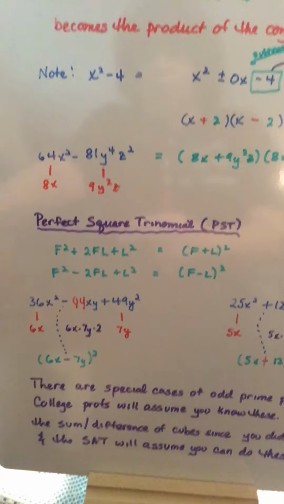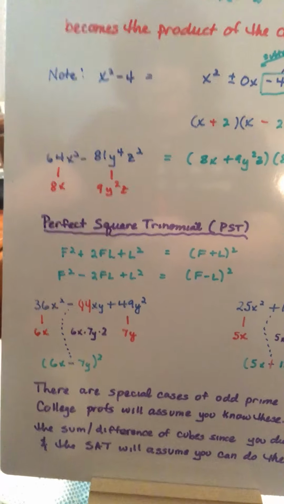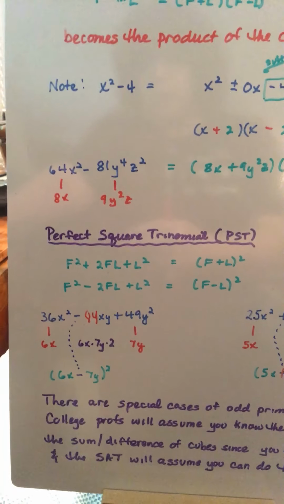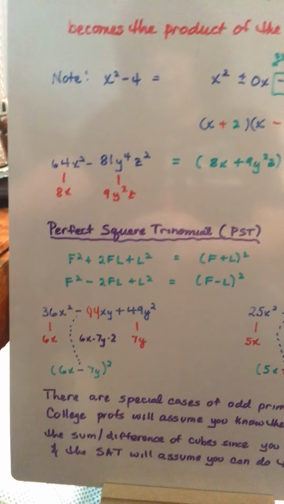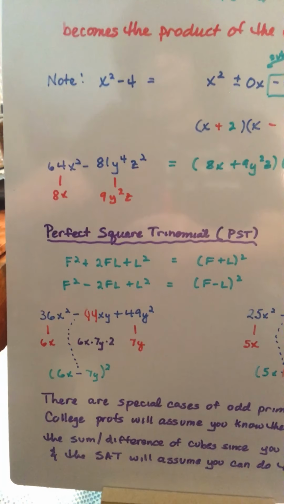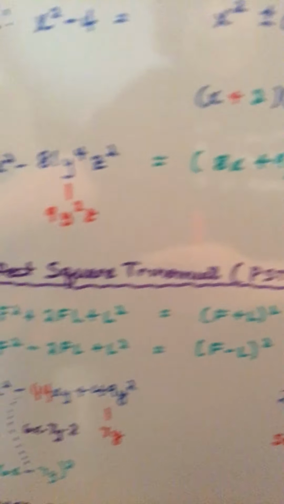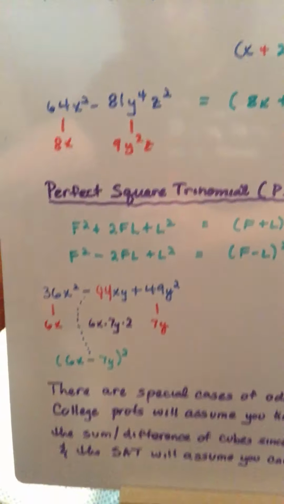A perfect square trinomial, which I refer to as a PST, says that both ends do have positive signs and are squares. In the middle, it's going to be the first times last times 2 with a plus or a minus. If it's a plus, you get a plus. If it's a minus, you get a minus.